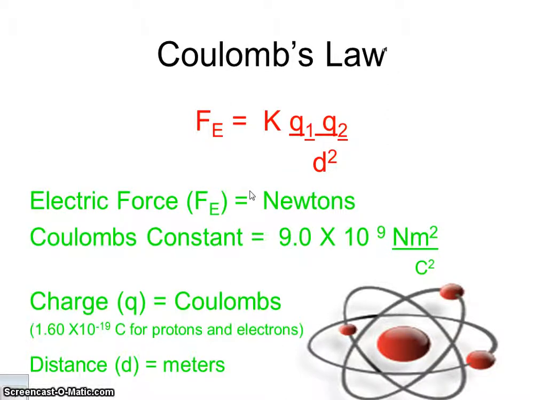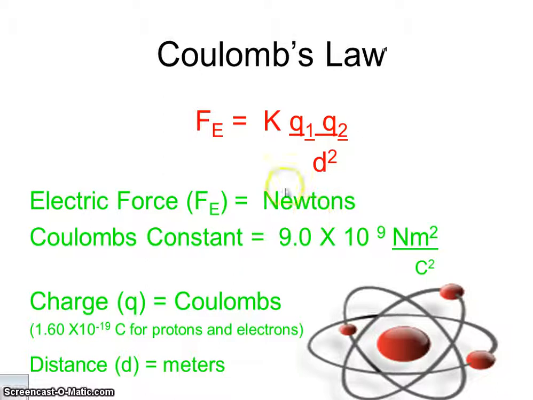Okay, before we had talked about the universal law of gravitation. Well, what I would call the sister law is Coulomb's law. Take a look at the setup. It's force, but this time it's an electrical force. K is the constant for Coulomb's law, Coulomb's constant. Q stands for charge 1, Q2 is charge 2, and D is the distance squared.